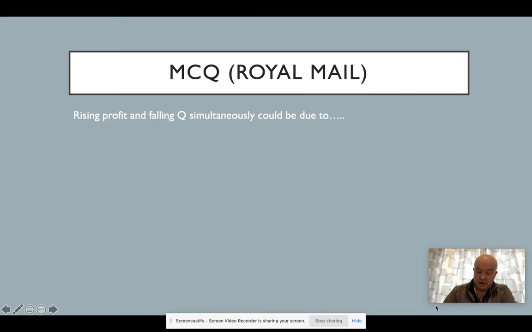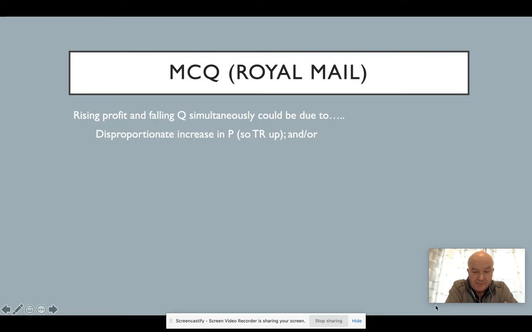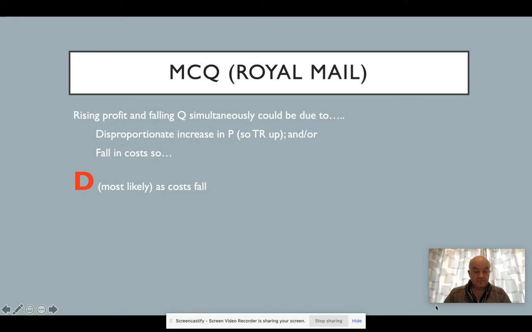If we take a look at how we might be able to break that down, it might be that we've got a disproportionate increase in price. So as a result of that, our total revenue might be up, or we could have had a fall in costs. And so either one of those things could have effectively caused an increase in profits. So let's take a look at what the answer was.